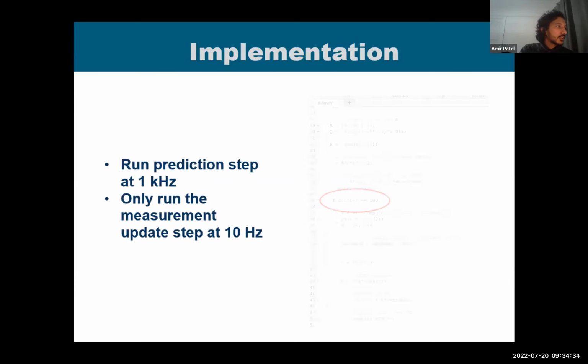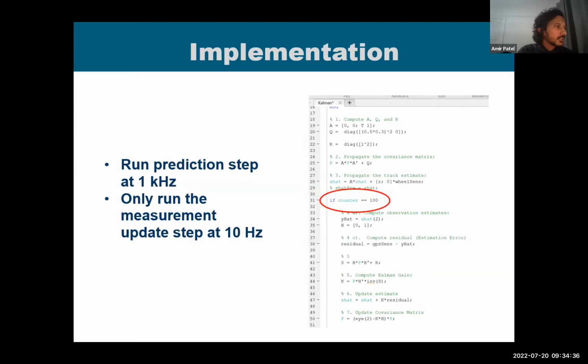Okay, so how do we do this? This is pretty easy to implement. If you check out the folder, you'll see that we can run the prediction step at 1 kilohertz. All of my stuff's written in MATLAB. I'm a MATLAB fan.